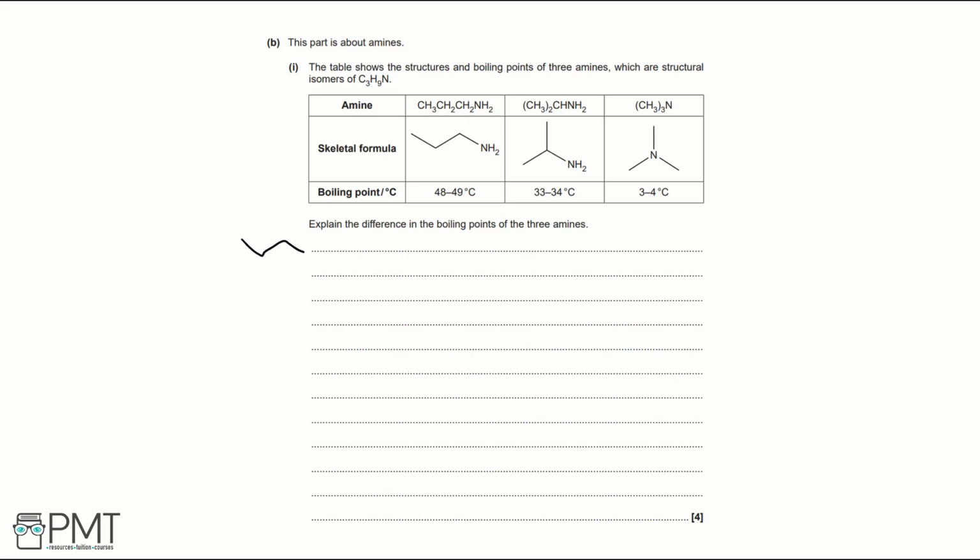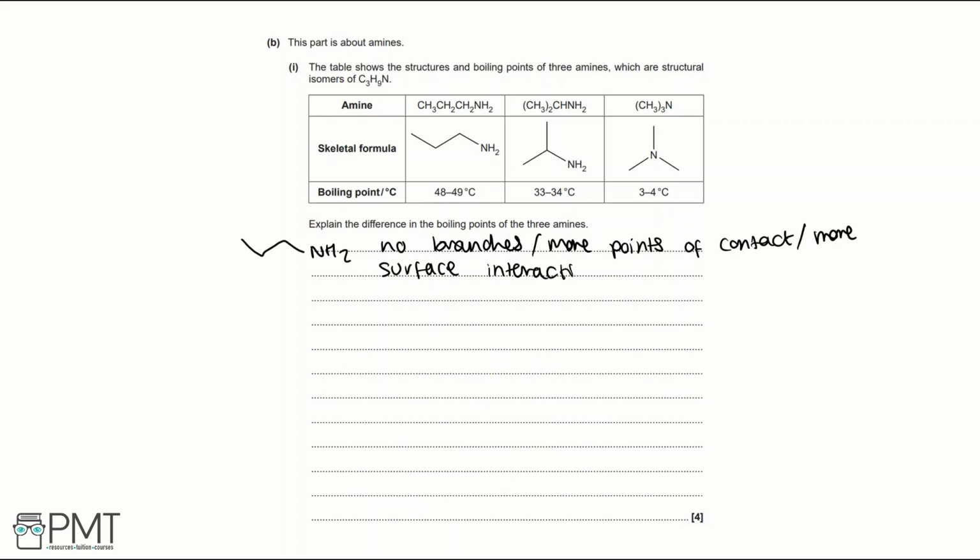So firstly with this question, let's start by looking at the amine with the highest boiling point. We can draw it out and we notice that it's got no branches, and that means that it's got more points of contact or more surface interactions. This also means that it's going to have stronger induced dipole-dipole interactions or London forces. All the amines will have these induced dipole-dipole interactions, but this first amine, the one with the highest boiling point, is going to have the strongest induced dipole-dipole or London forces.